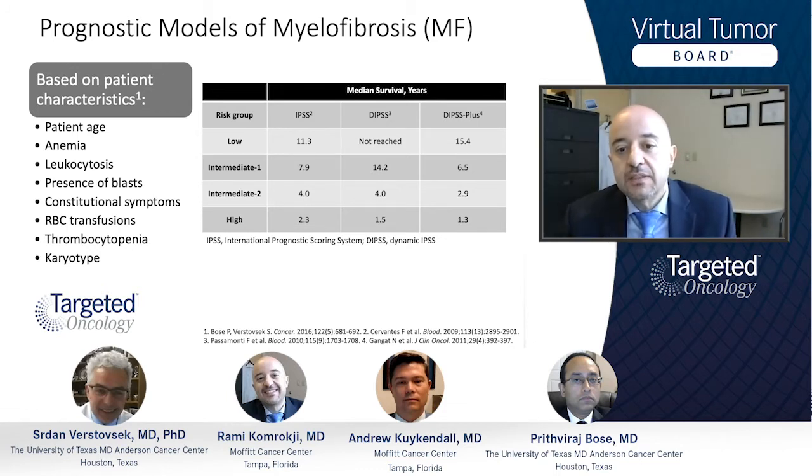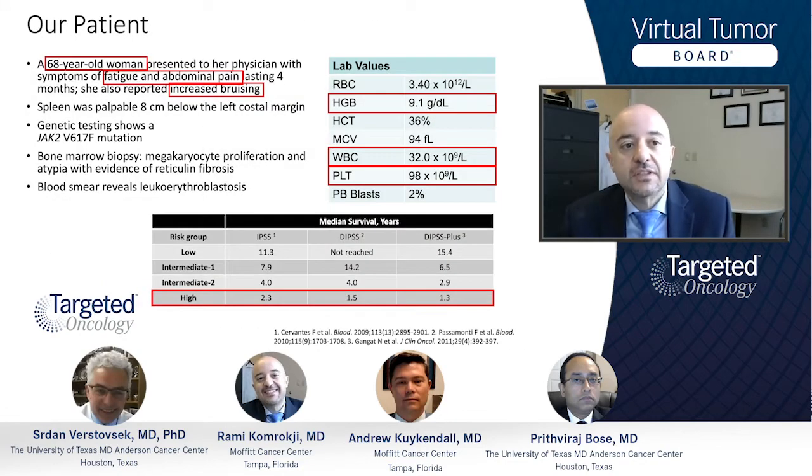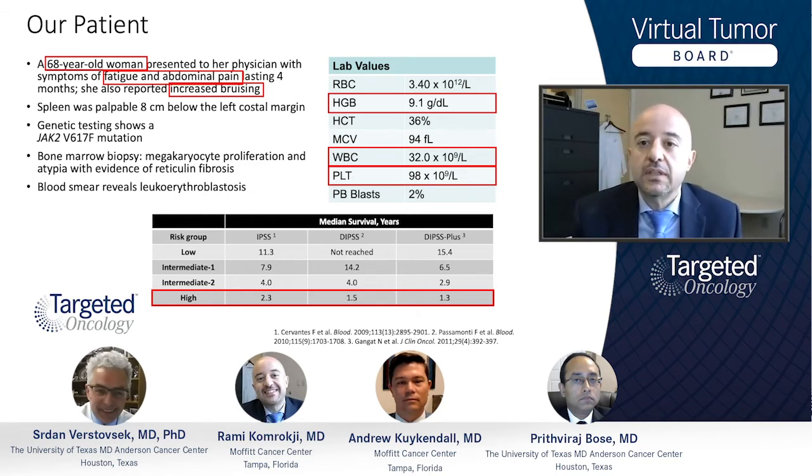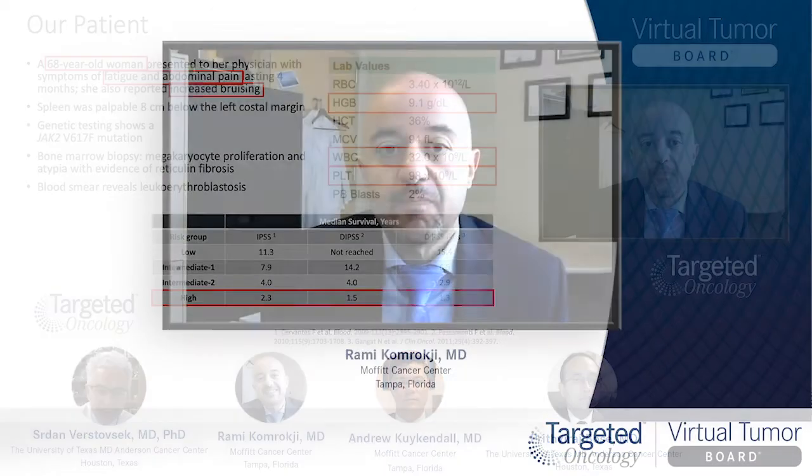And we can divide patients into generally 4 risk groups, from low, intermediate 1, intermediate 2 to high risk. And the median survival varies according to those risk groups, from somewhere between 1 to 2 years for somebody who's labeled as high risk to someone that has a median overall survival exceeding 10 years if they are low risk. So if we think of our patient, she's above age of 65, she's anemic, has leukocytosis, some constitutional symptoms, and the platelets are below 100. So she's definitely going to be a higher risk, whether we're using the IPSS or the DIPSS plus.